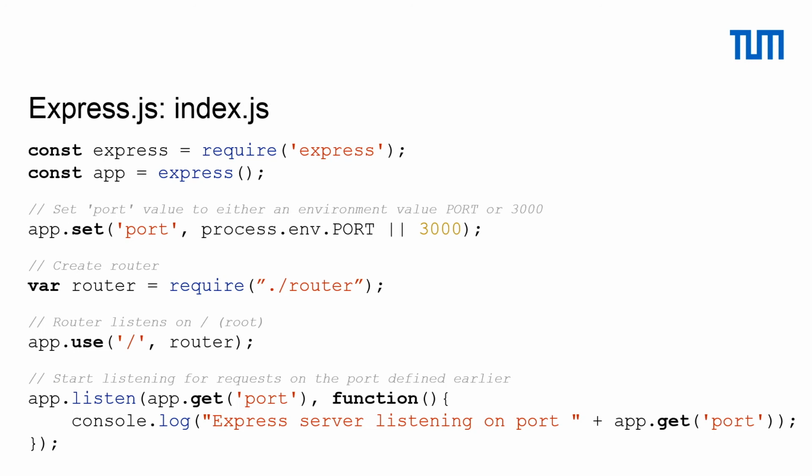So in the index.js, we define Express. We actually have to require it. So the first thing that we do is we require Express, and we define it as a constant variable because it won't change during the execution of our code. The second thing that we do is we define our application, which is app, and it's an Express application, so we define it as an Express app.